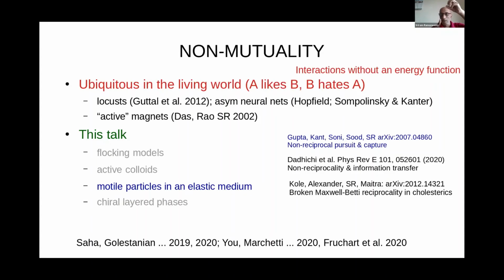taxis, this guy is moving, like this guy senses some chemical and it turns. And if these two guys are different, those interactions are not at all governed by an energy functional, and they can be very, very non-symmetrical. Locusts: the flocking interaction between locusts is because the locust behind is trying to eat the locust in front, and the locust in front is trying to run away from the locust behind. This idea finds echoes in many places. In ordinary life, A can like B and B can hate A, right? So it turns out there's a gorgeous realization of this in motile particles in an elastic medium.